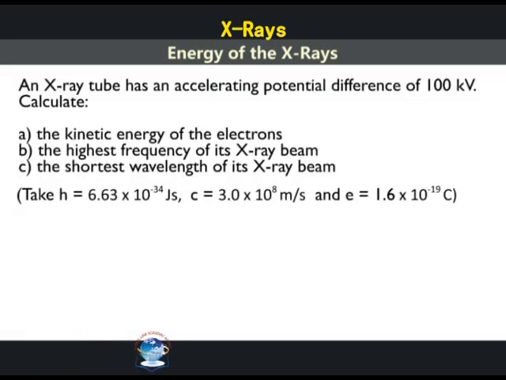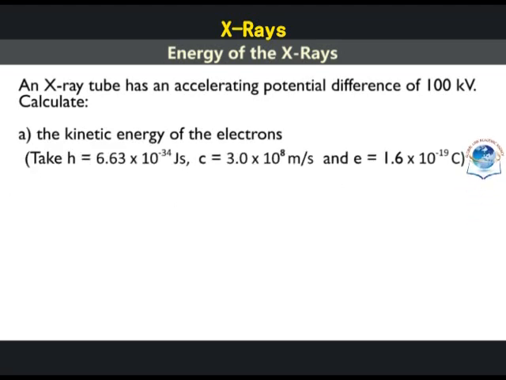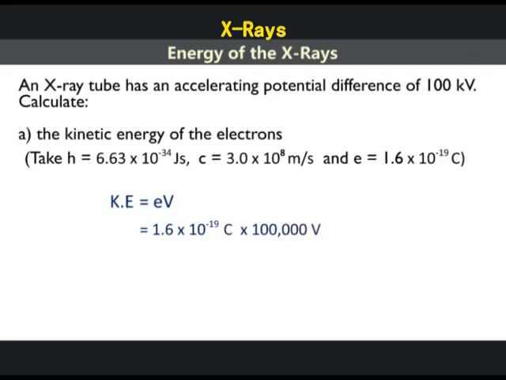Let's take an example. An X-ray tube has an accelerating potential difference of 100 kilovolts. Calculate A, the kinetic energy of the electrons, B, the highest frequency in its X-ray beam, and C, the shortest wavelength in its X-ray beam. We start with A, the kinetic energy. Kinetic energy is equal to eV, 1.6 times 10 to power negative 19 coulombs times 100,000 volts, that is 100 kilovolts. That gives us 1.6 times 10 to power negative 14 joules.